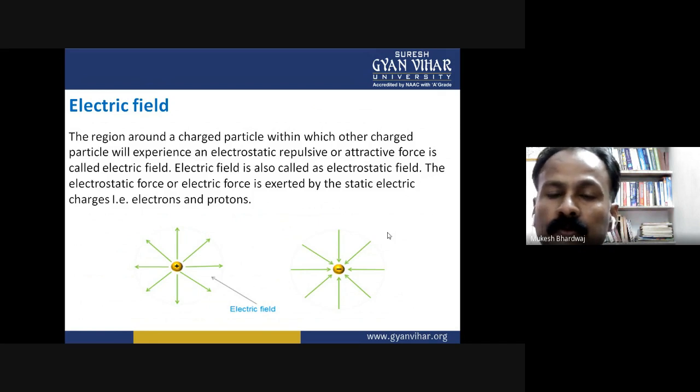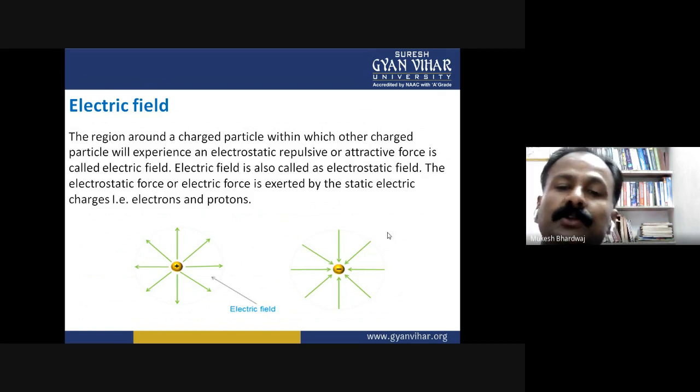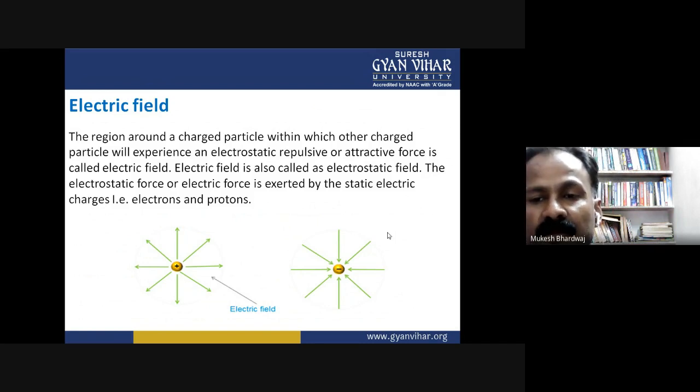As we know, like charges repel each other and unlike charges attract each other. Consider two point charges q1 and q2 separated by some distance d. If the product of the charges is greater than 0, that means both are positive or both are negative, then the charges repel each other. On the other hand, if the product of the two charges is less than 0, the charges are dissimilar, then the charges attract each other.